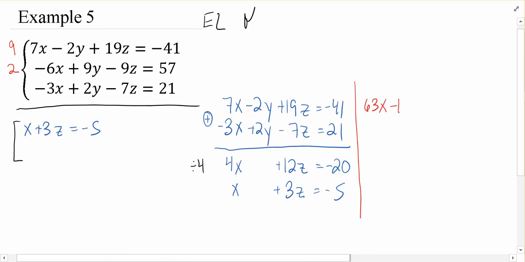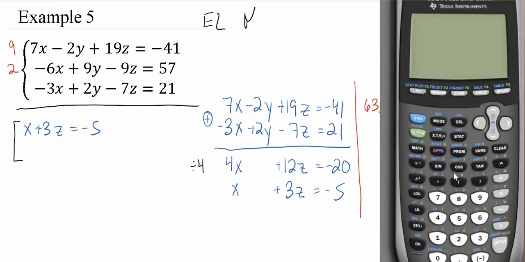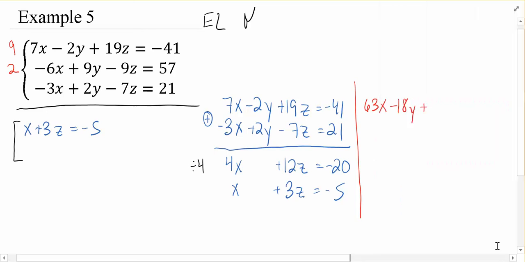63x minus 18y plus, holy cow, a big number. So let's get out a calculator just to make sure. I don't want to be making mistakes in this video and have to re-record the video. So let's go ahead and look at 19 times 9, 171 there.